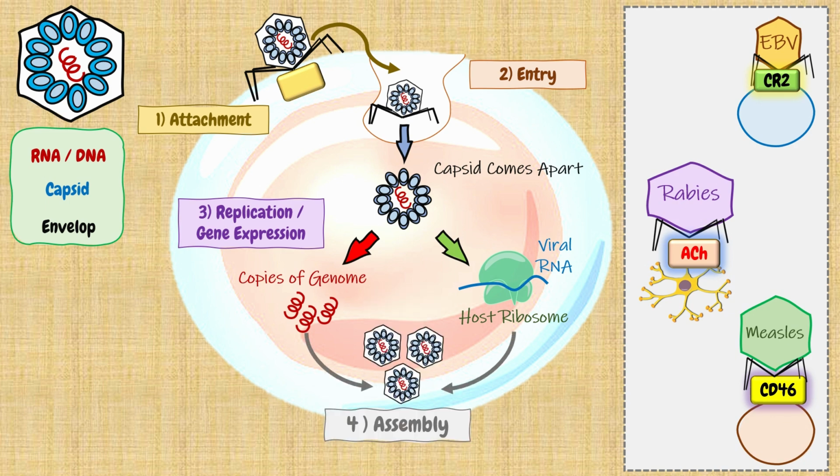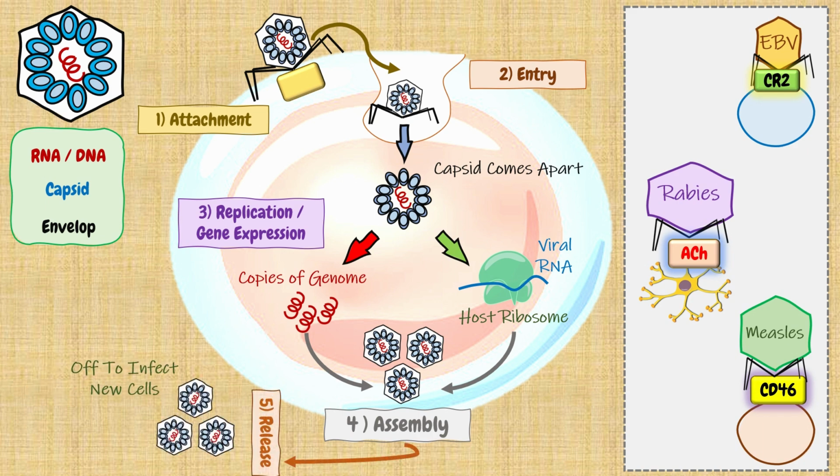Step 4, now assembly of virus takes place. Step 5 or last step is that viruses are released. Then they are off to infect new cells. This was all about the overview of structure of virus and steps involved in replication of virus in host cell. In our next section, we will discuss innate and adaptive immunity to viruses.